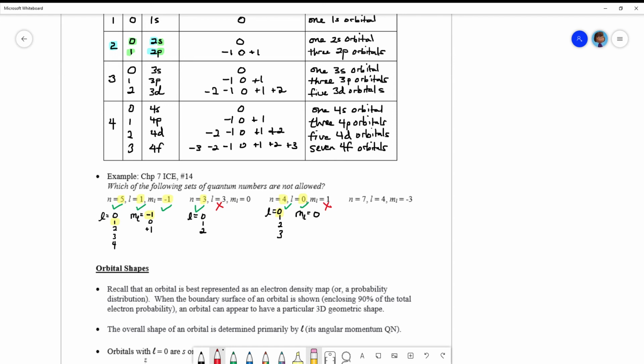And in our last set of numbers, we have a principal quantum number of 7, which once again is perfectly acceptable. Let's give it a check.